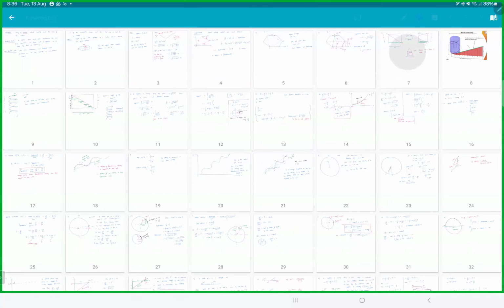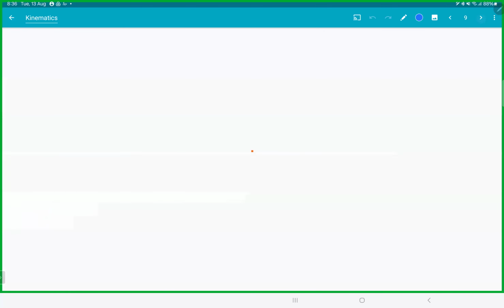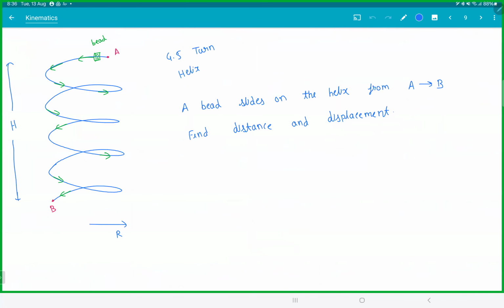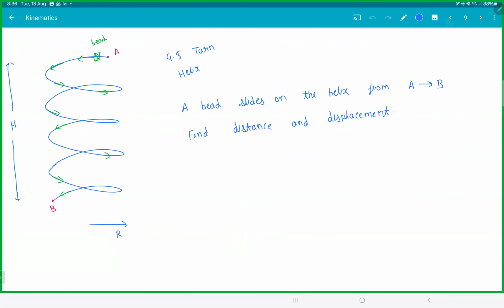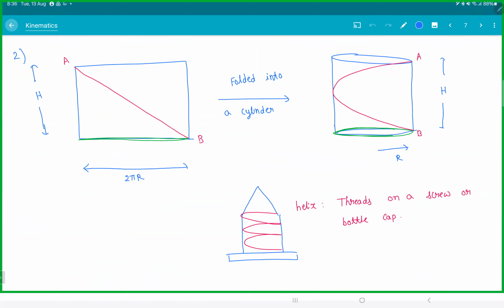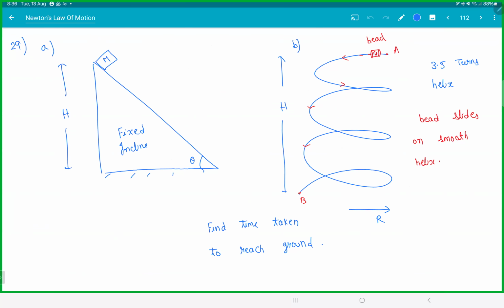Where have we done this? We did it in quite detail. Page 7. We had a full discussion on this. I taught you a 4.5 turns helix. Here I gave you a 3.5 turns helix. So that's page 7. You can refer to it for more about that.